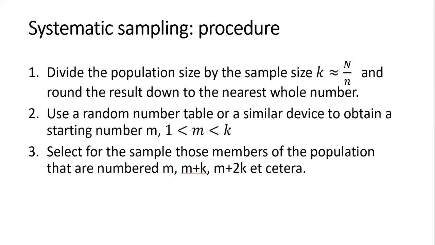And then step number 3, we're going to start with that number m that we came up with in step 2, and we're going to select the mth element, and then go m plus k, select that element, and then m plus 2k, m plus 3k, etc., until we go through the entire list. So that's the procedure.